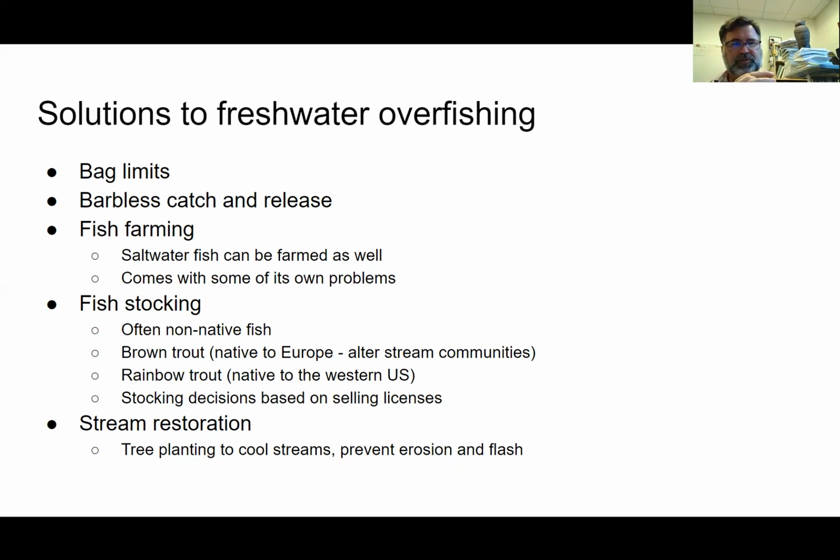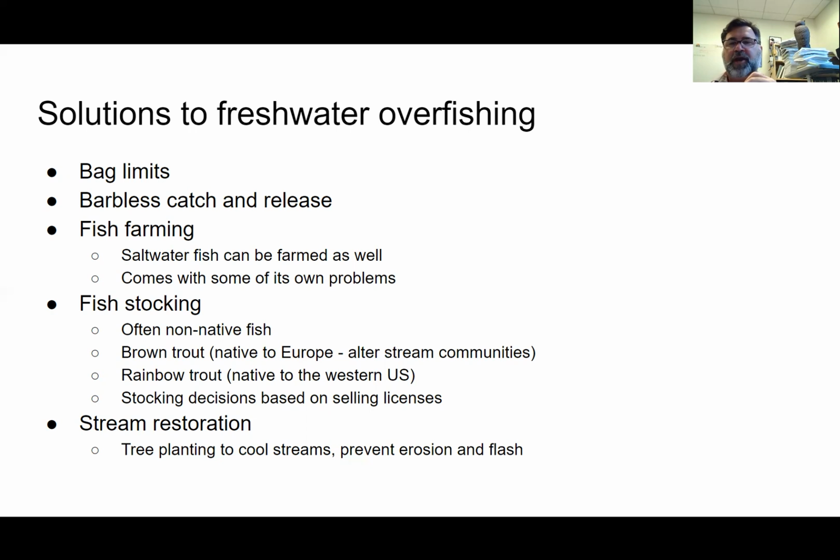One solution to freshwater overfishing you're probably familiar with is stocking. The problem with stocking is that it's often non-native fish. I know that native brook trout are stocked in many places, but we also have brown trout and rainbow trout stocked in Pennsylvania waters, in fact, all over the East Coast. Brown trout are not even native to North America. They come from Europe, and these can actually alter stream communities because they're very voracious hunters. Rainbow trout come from out west.